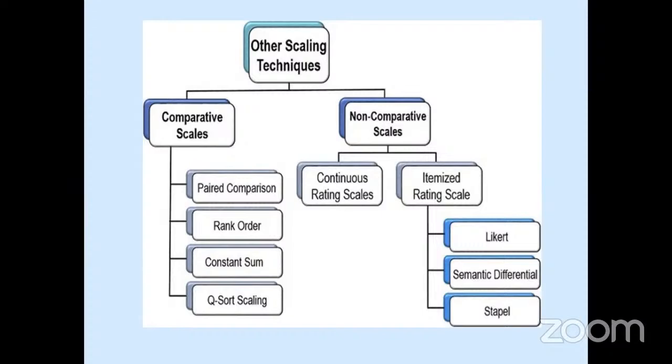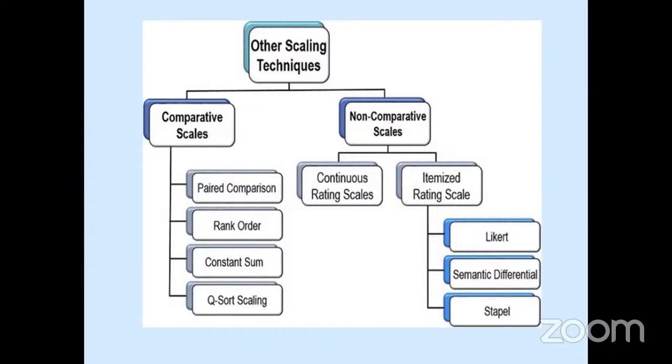So the three commonly used itemized rating scales: one is the Likert scale. You all must be familiar with the Likert scale, where the researcher provides some statements and asks the respondent to mark their level of agreement or disagreement. So, for example, we have 1 equal to strongly agree, 2 equal to agree, 3 neither agree nor disagree, and so on and so forth. So this is the type of scaling that we use.